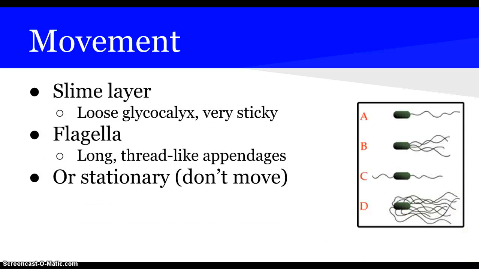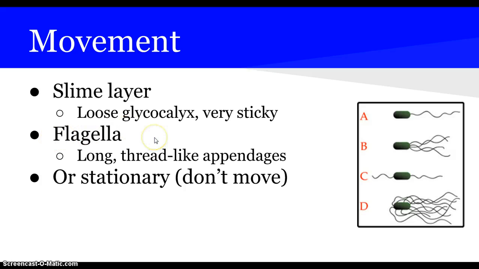Alright, so leading from that, if you have a really loose glycocalyx, then you're going to be super sticky. And this is called a slime layer. And some bacteria actually use this to move. By having this very loose skin, or loose cell wall, they can become very sticky and use the stickiness to sort of roll around and move.